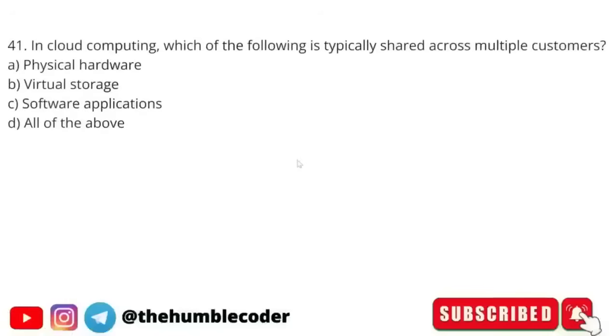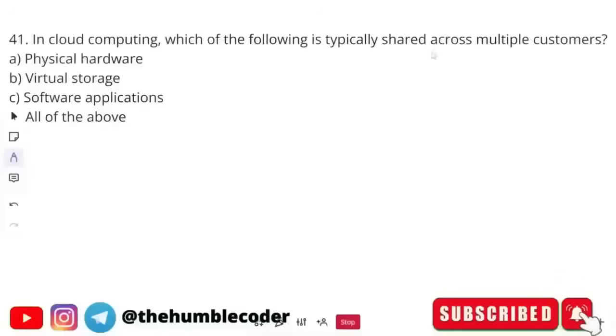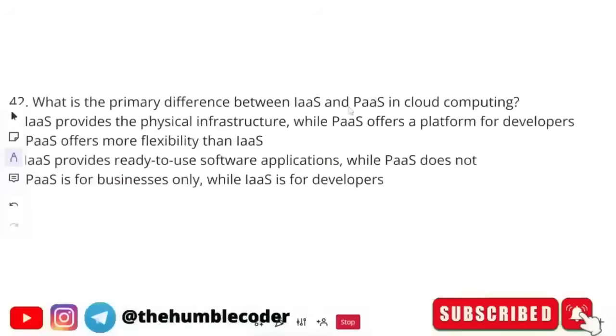In cloud computing, which of the following is typically shared across multiple customers? Okay, let's see the options that we have. Physical hardware, virtual storage, software applications, or all of the above. See, obviously, in cloud computing, actually, what is happening is multiple customers share all the things. Okay, like they share hardware also, they share virtual storage also, software applications. That is why we are going to select option D as the correct answer. Moving on to the next question now.